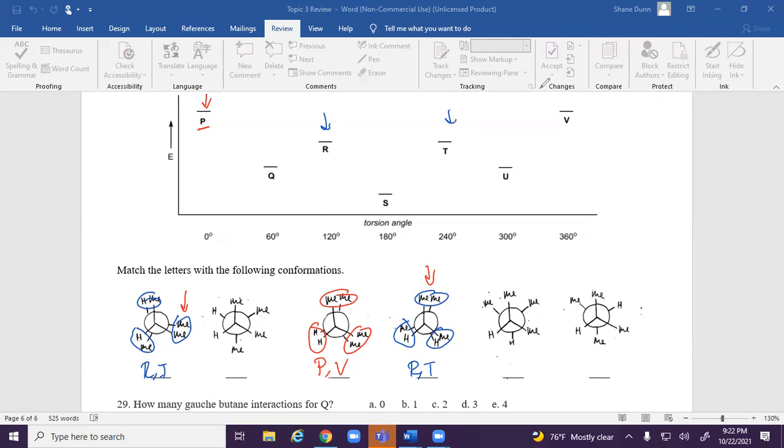Which one is the lowest? The last one is lowest, right? Because these guys are far away. These guys are as far away. These guys are as far away. This is S. These guys are far away, but you have that going on. So that would be an example of Q or U, because right here is gauche, correct? Here's also gauche. So you'd have Q or U. That's it. Make sense?